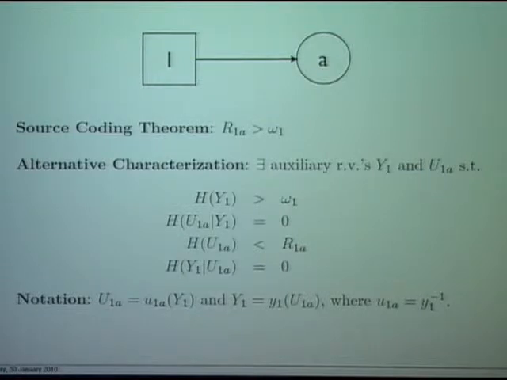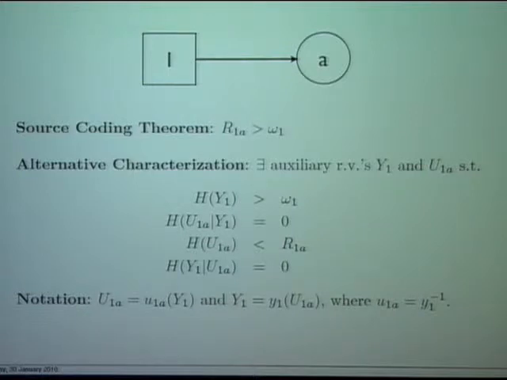Now let's take a look at the source coding theorem. The source coding theorem says that R_1A, the rate constraint from node 1 to node A, has to be bigger than omega 1, that is the rate of the source generated at node 1. Whether that is bigger than or equal to depends on how you make the definition. Now, here I'm going to give a dumb characterization of the problem by introducing two auxiliary random variables. In information theory, auxiliary random variables are random variables that do not exist in the original problem description.